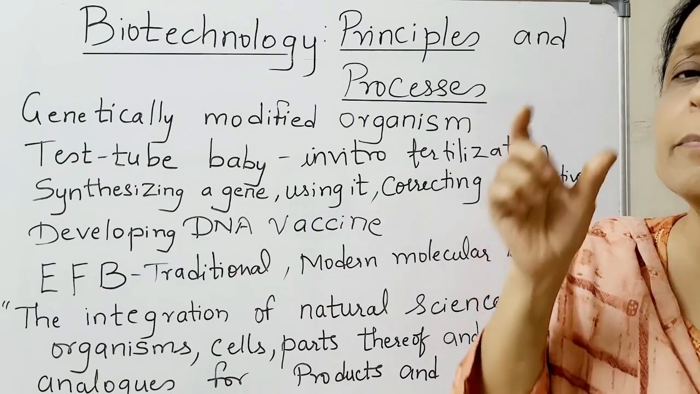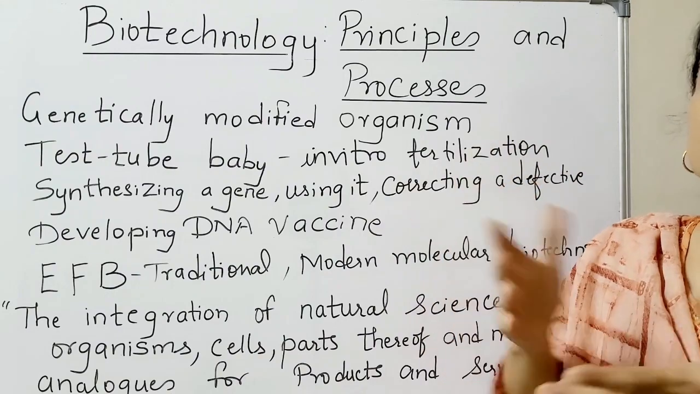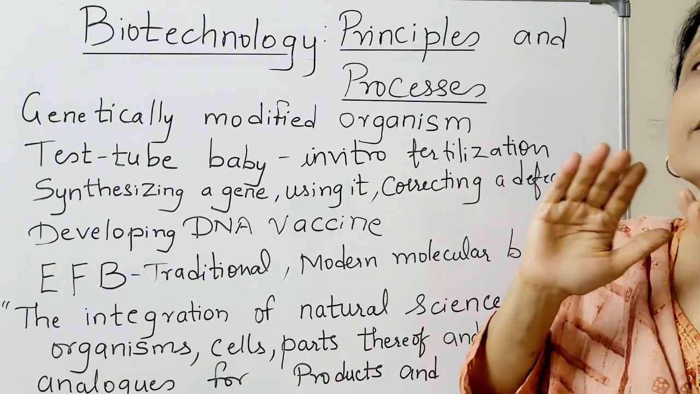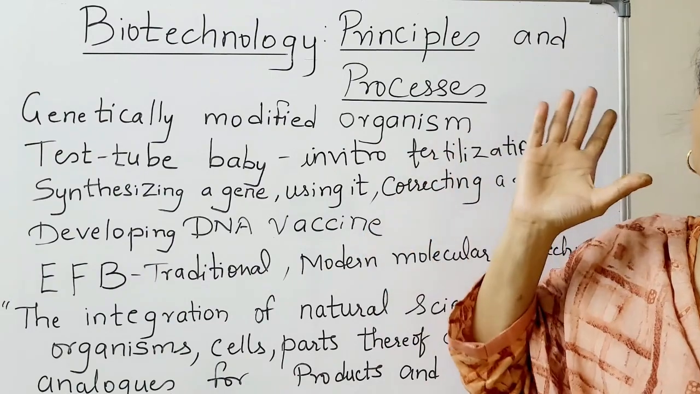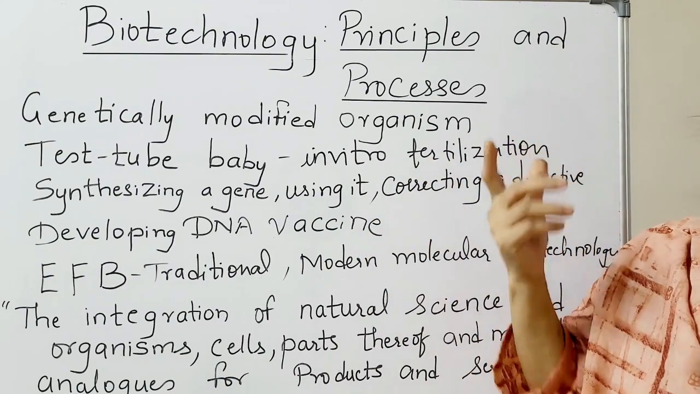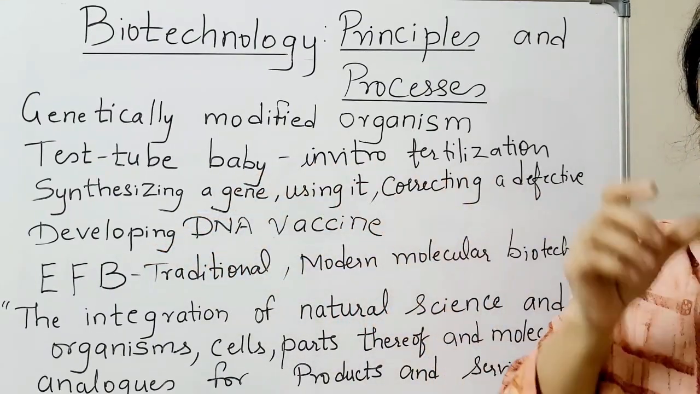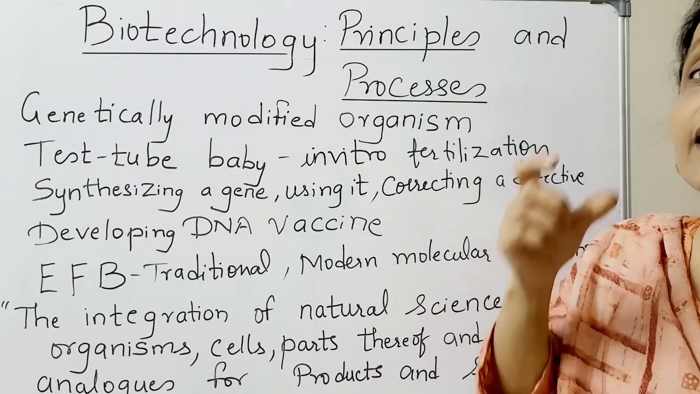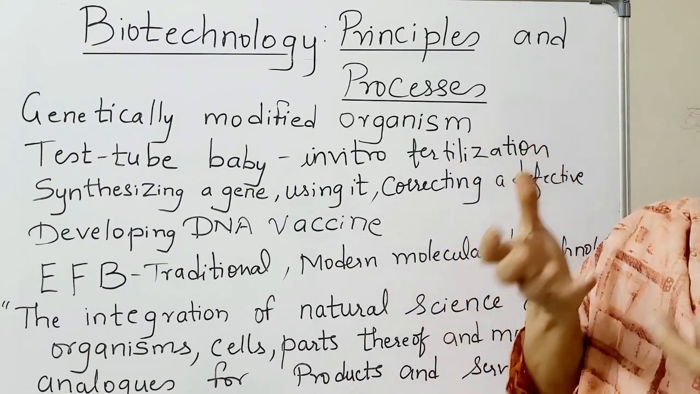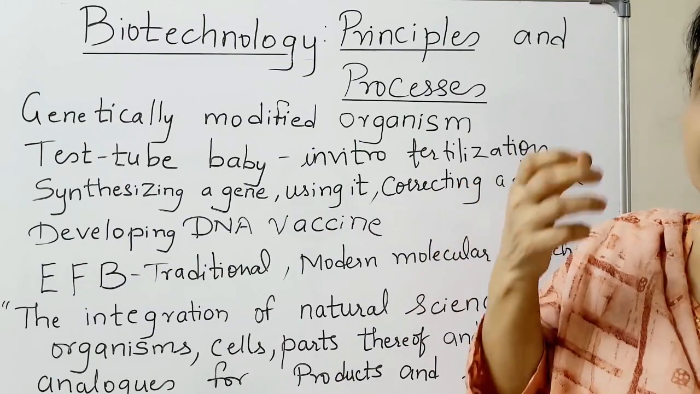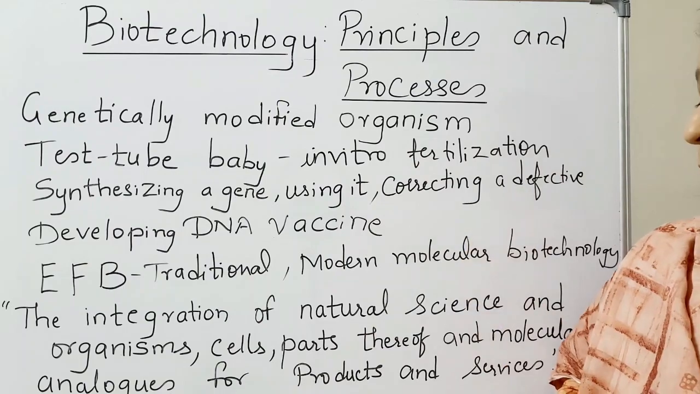Now, there might be some genetic defect in a human or other organism which can be removed by biotechnology. The gene can be corrected by biotechnology because it is very advanced now. Developing a DNA vaccine, developing a new DNA and introducing it into the organism so that it develops immunity, is also very advanced nowadays.